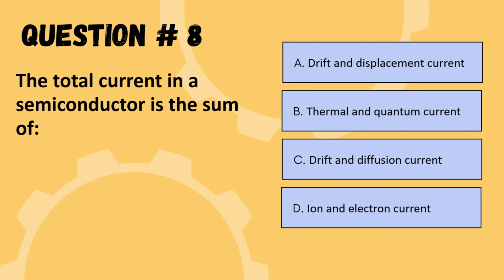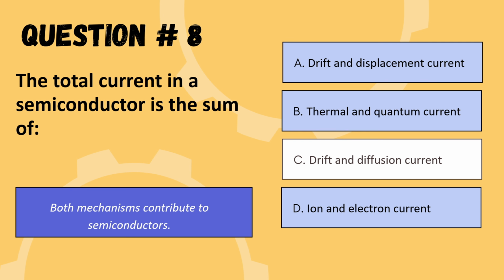Next question is: the total current in a semiconductor is the sum of. Options are drift and displacement current, thermal and quantum current, drift and diffusion current, ion and electron current. So the correct option is option C, drift and diffusion current. So we are moving to the next question.